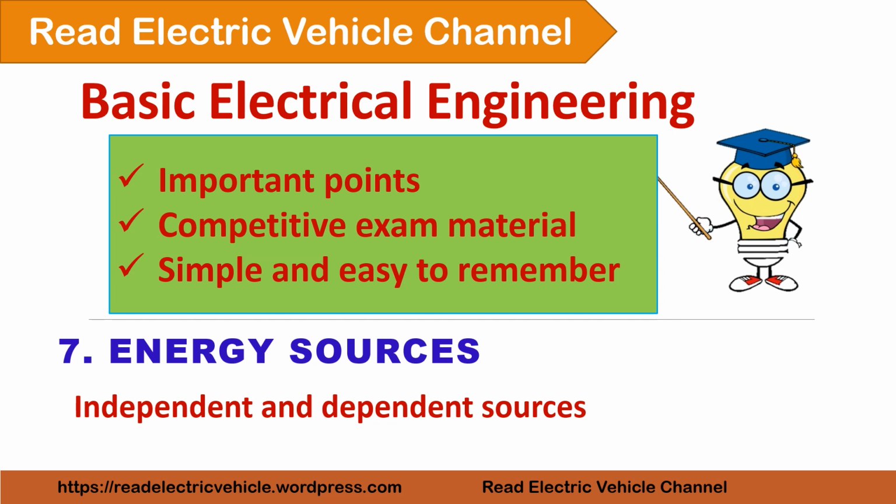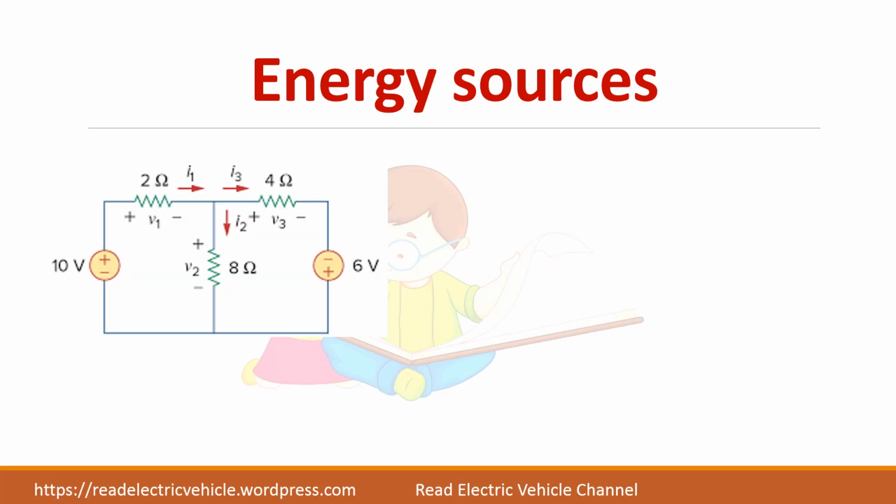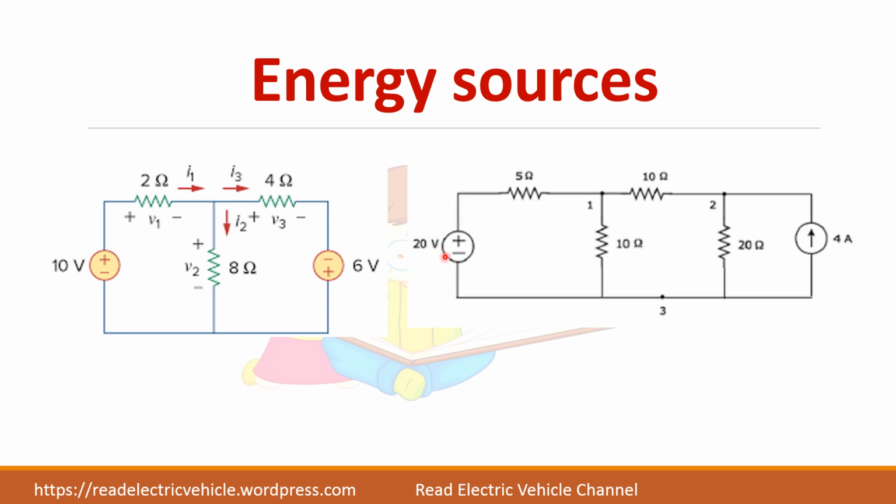In this video, we will see about the different types of energy sources. So see this circuit. Here you have two energy sources, a 10 volt voltage source and a 6 volt voltage source. So in this circuit you have a voltage source as well as a current source. So this voltage source and current source are called the energy sources which supply the energy to the whole circuit.